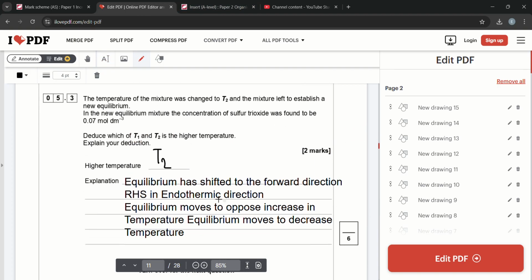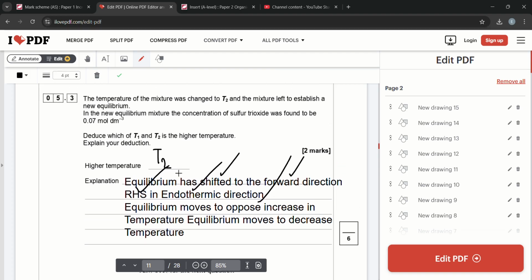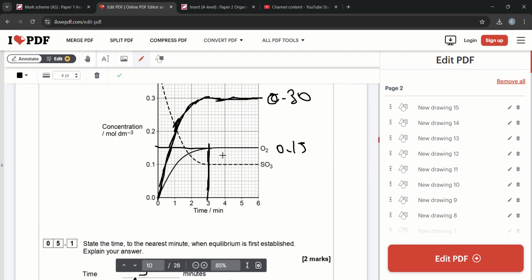The reason I put all these keywords, forward direction, right hand side, endothermic direction, shifted, to oppose increased temperature, is that these are the keywords that the mark scheme really likes. And sometimes you have to have a combination of them in order to get the full 1 or 2 marks. And that is the end of question 5.